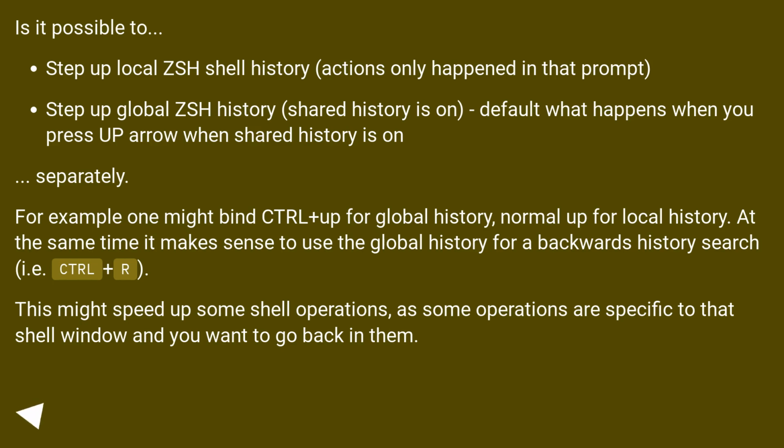Separately, for example, one might bind Ctrl+up for global history, and normal up for local history. At the same time, it makes sense to use the global history for a backwards history search, i.e. Ctrl+R. This might speed up some shell operations, as some operations are specific to that shell window and you want to go back in them.